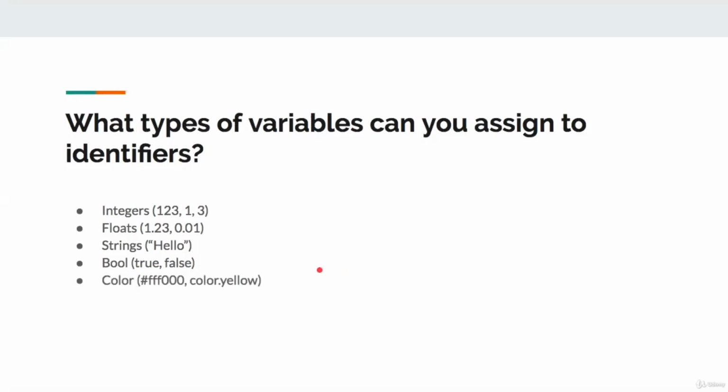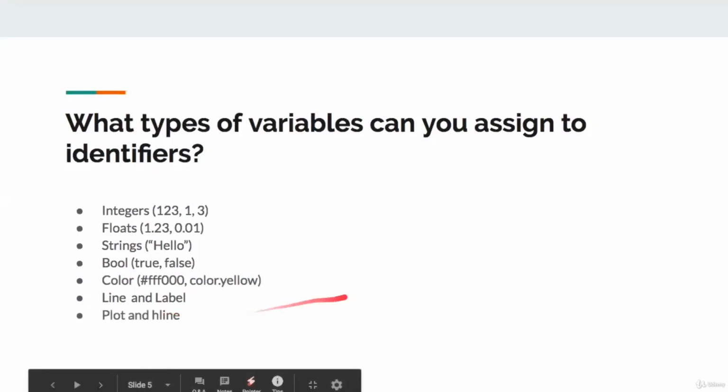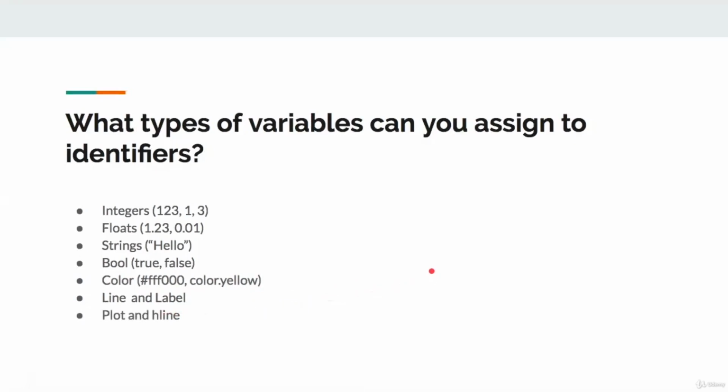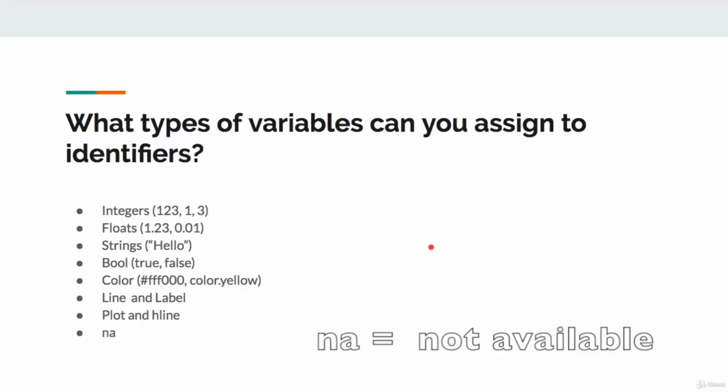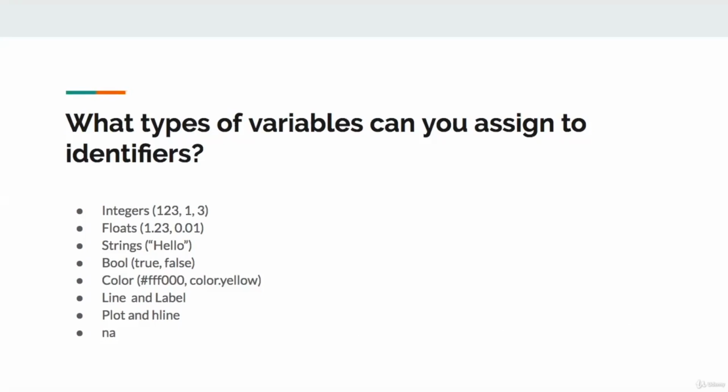You can also assign colors to these identifiers, and these are in hexadecimal, or there's a named constant that you can use. Line and labels, those are new to version 4, and I'll show you how to assign those to identifiers. Plots and hlines, which is horizontal lines, you can also assign those to identifiers. And the na variable, which is, if you've ever worked with JavaScript, that's the null, and if you've worked with Python, that's None. It works kind of the same way.